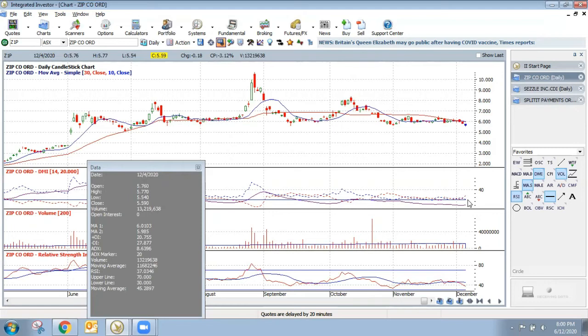That actually might be the thing that saves this stock. The fact that it is trendless, it might actually just be bobbing up and down. That's pretty much about it.